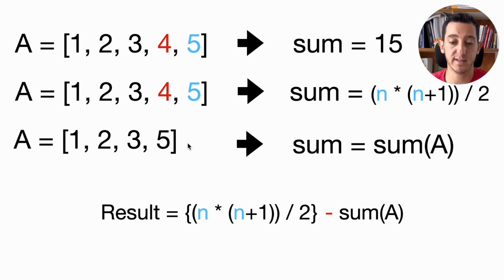So the idea is that we're going to take the complete summation of the array as if no element was missing, and we're going to subtract from that the summation of all the elements that are in the array, and that will give us the missing element. So let's go ahead and put this into code.